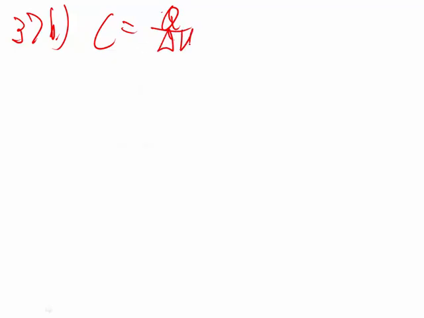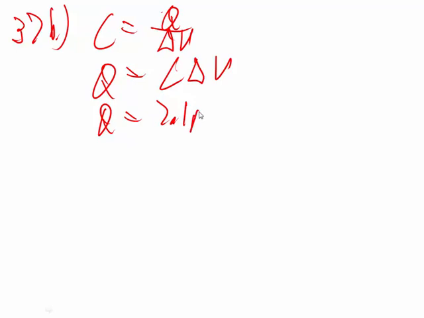Let's go to 37B. 37B says, what is the charge on the positive electrode? So now we're just looking for charge. Here we can use this equation right here. It's just the general capacitance equation, where capacitance is equal to the total charge divided by the change in voltage. To find the charge, the charge is the capacitance times the change in voltage. So charge is equal to the capacitance, which was 7.1 picofarads.